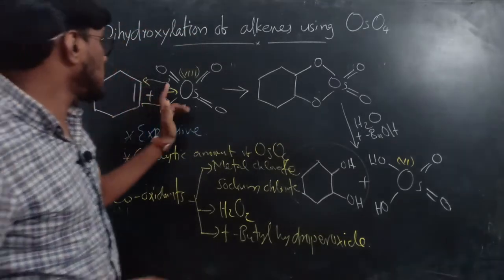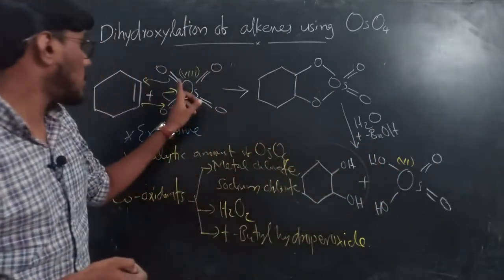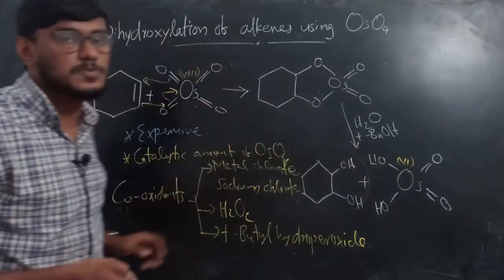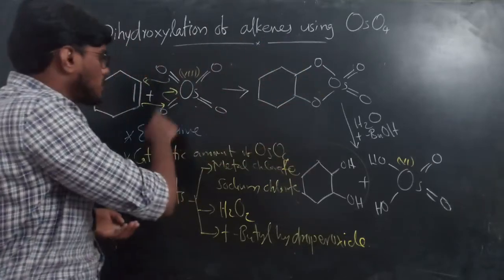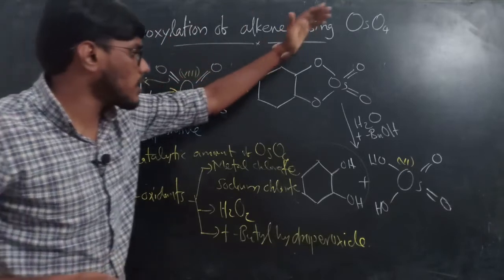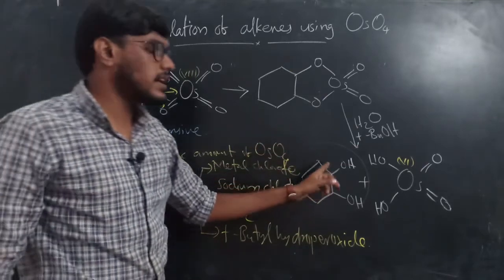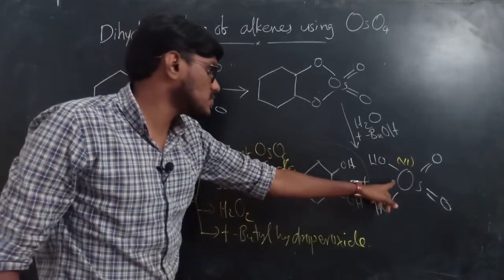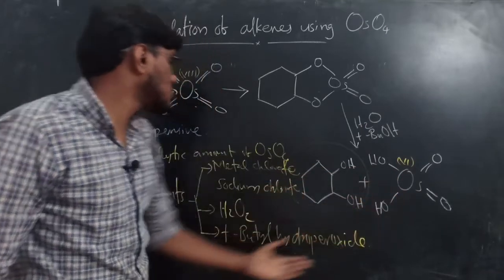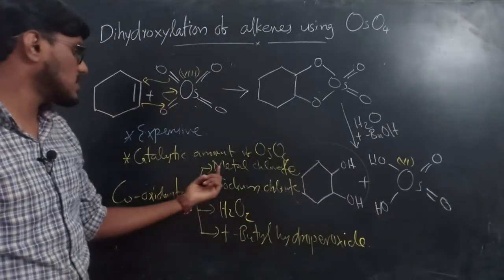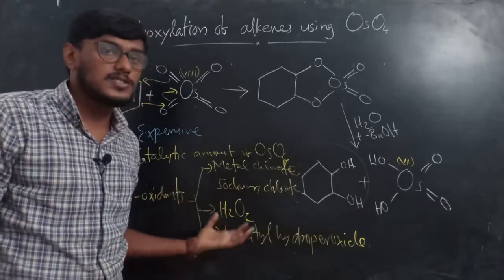The co-oxidant regenerates this osmium 8 species from this osmium 6 species so that this catalytic cycle continues. So in the first step the osmium ester is formed, then under reducing conditions or hydrolysis it gives the product, the diol, and this osmium 6 species is formed. This osmium 6 species is again reoxidized to the osmium 8 species by co-oxidants like metal chlorides such as sodium chlorate and barium chloride, hydrogen peroxide and tertiary butyl hydroperoxide, etc.